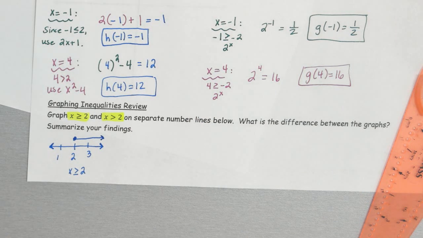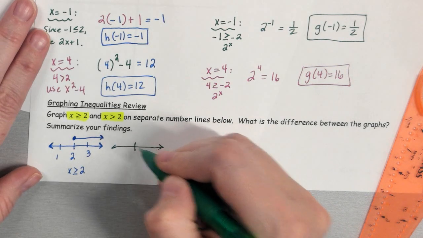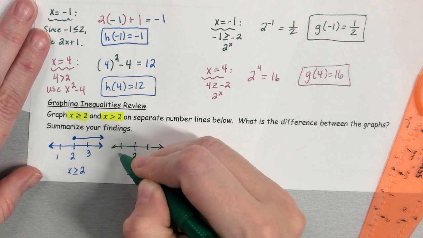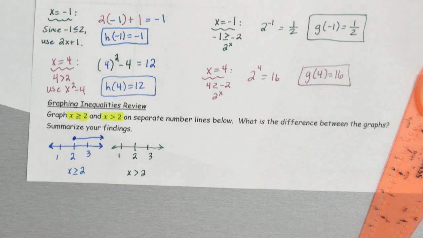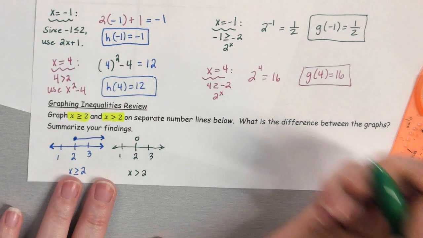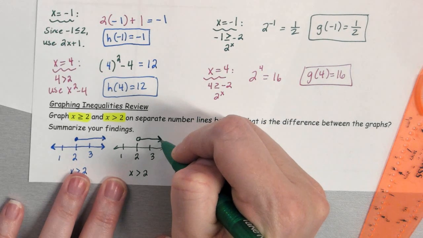All right, so then we'll do x is greater than, just x is greater than 2. So how is my graph going to be different here? Arrow going the same way? Yeah, because it's still greater than.